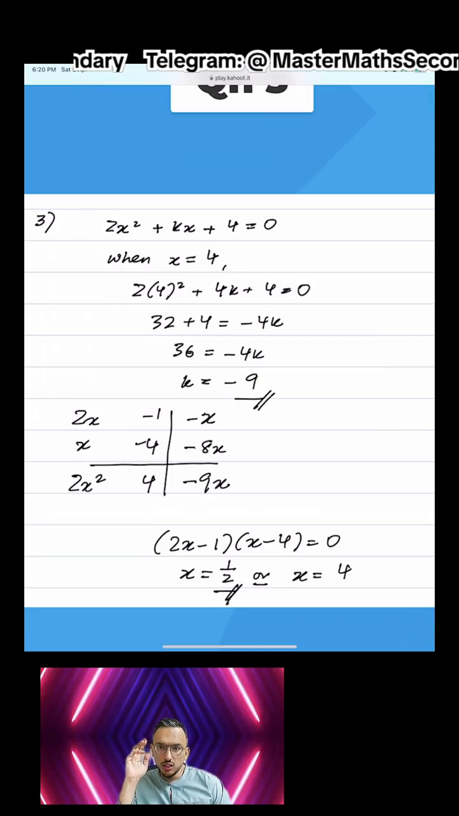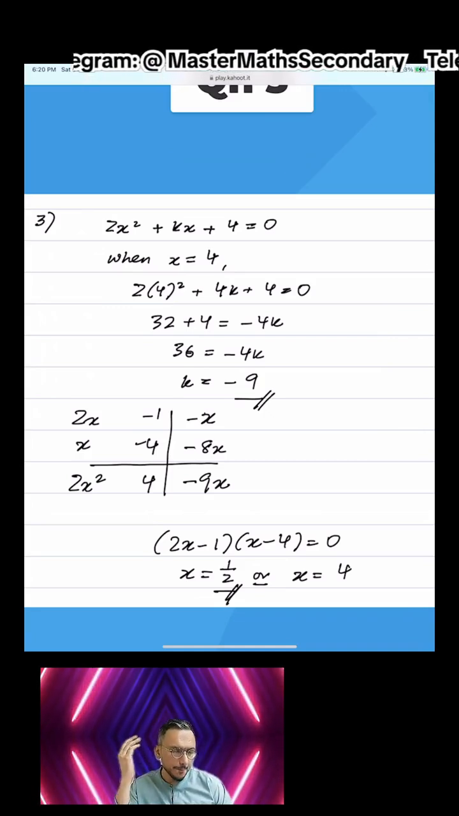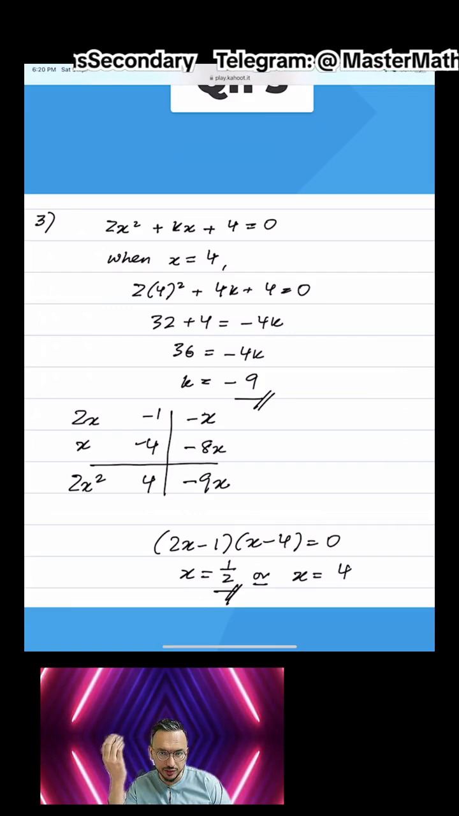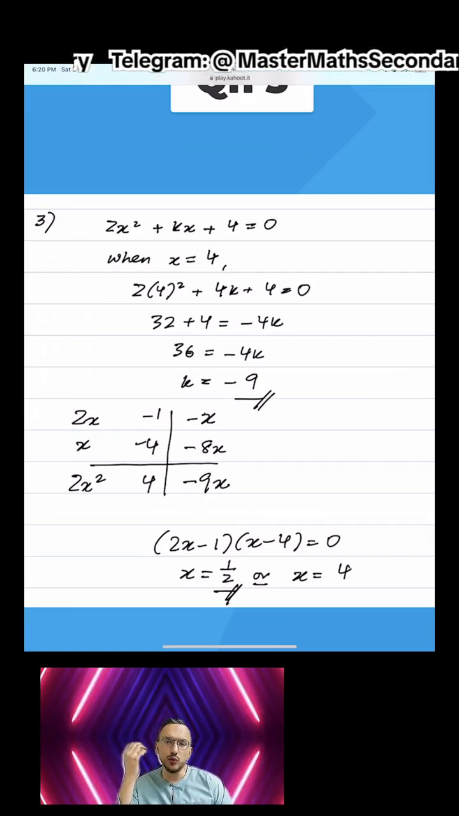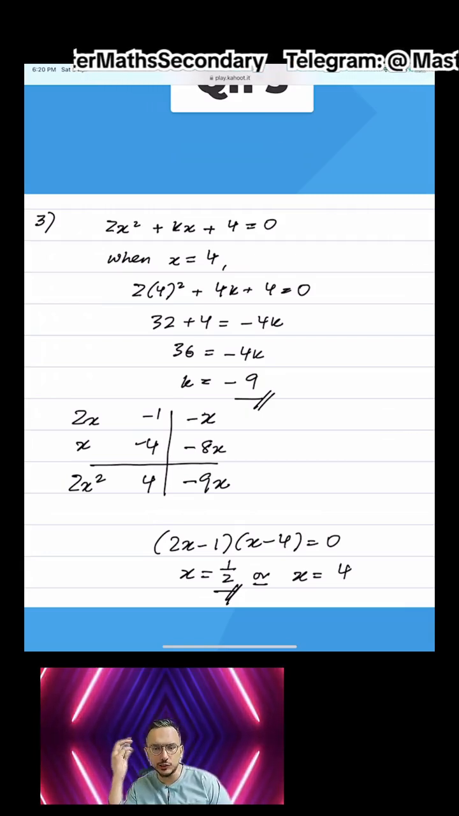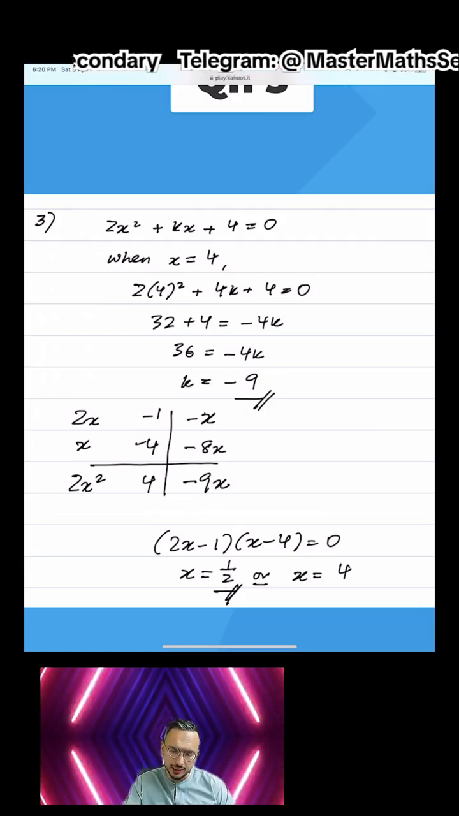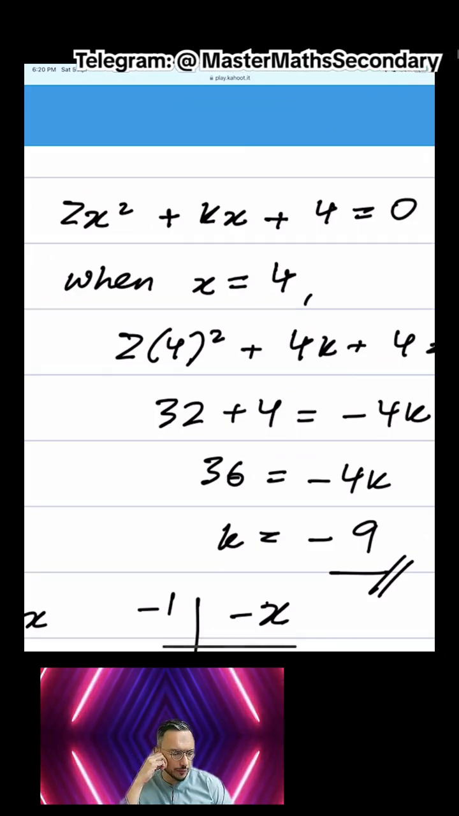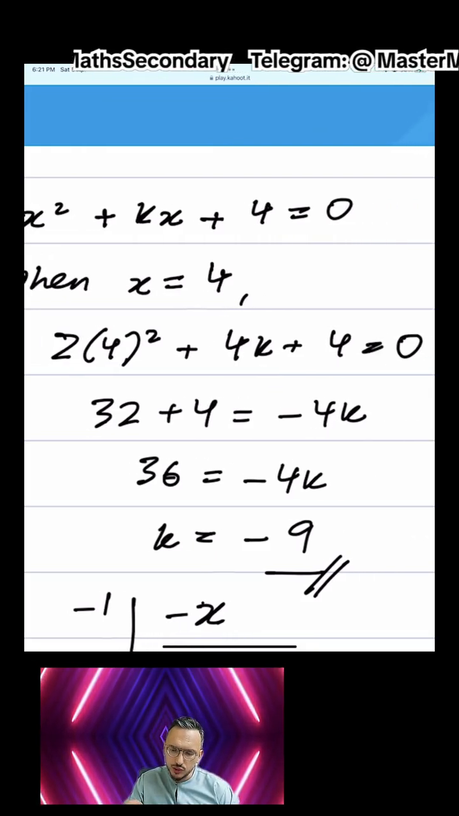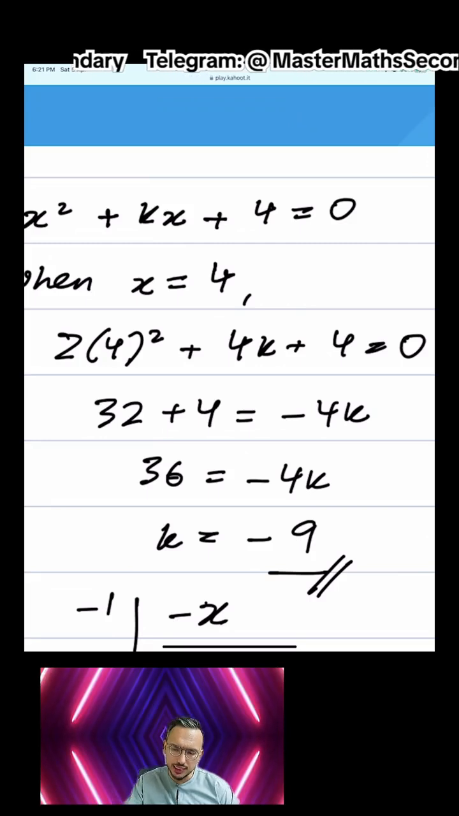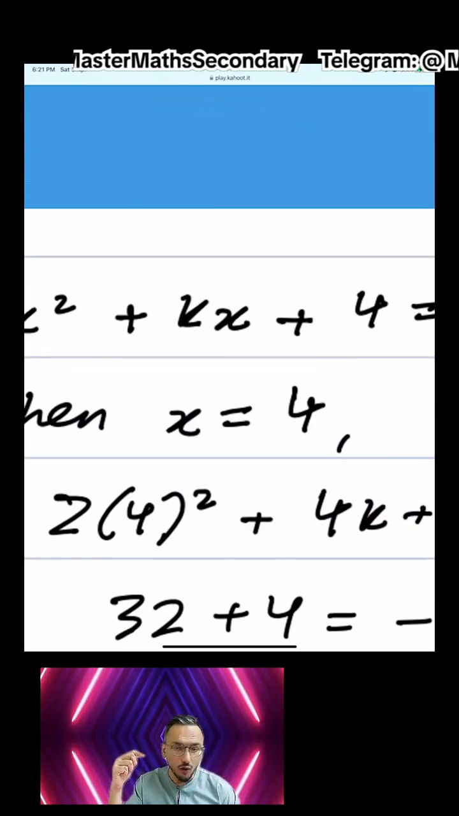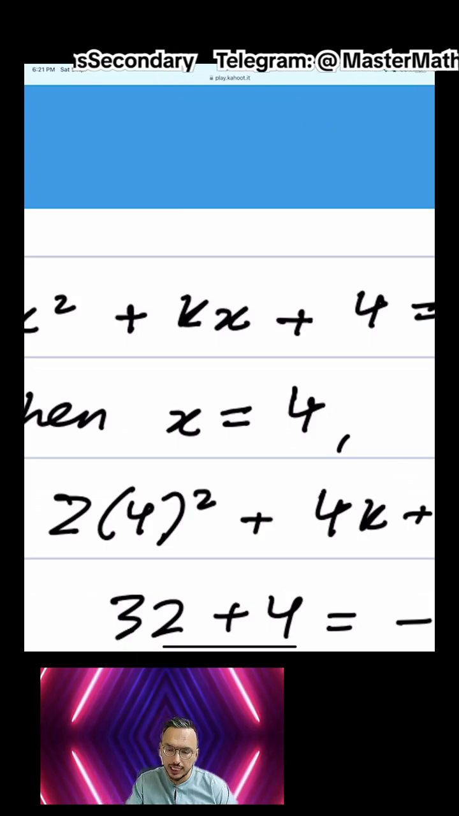So when x equals 4, that is one solution. So you have 2x squared, right? So instead of putting x, you take out the x, you put in a 4. Bracket 4 squared here. Okay, can see? 2 bracket 4 squared plus 4k plus 4 equals 0. Why 4k? Because instead of kx, now we're going to put in 4. So kx becomes 4k lah.